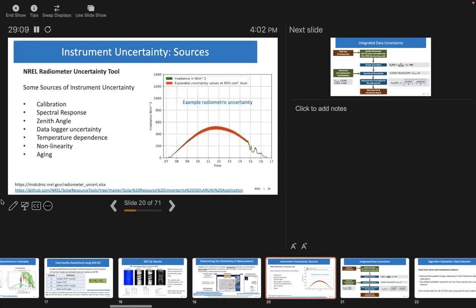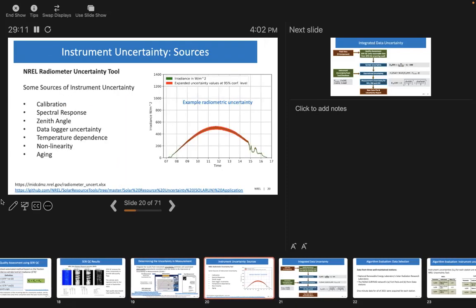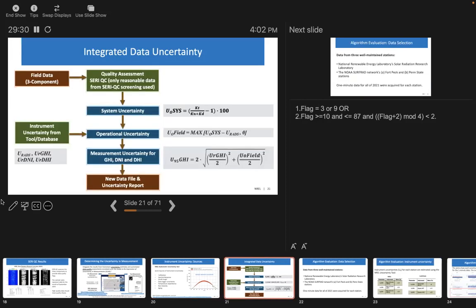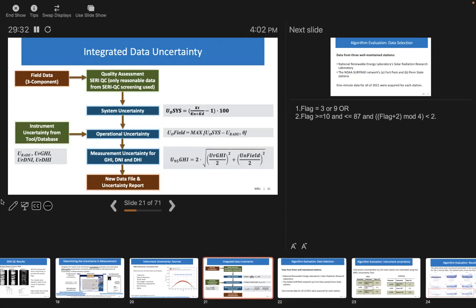This is ongoing work right now. Remember, I mentioned that the instrument has its inherent uncertainty, and I showed you how the uncertainty grows. So this calibration, the spectral response, the zenith angle, the data loggers. Data loggers have some noise, non-linearity, aging, all of this gives this band of uncertainty for the instrument. And then here's the chain, how we assess the measurement uncertainty.